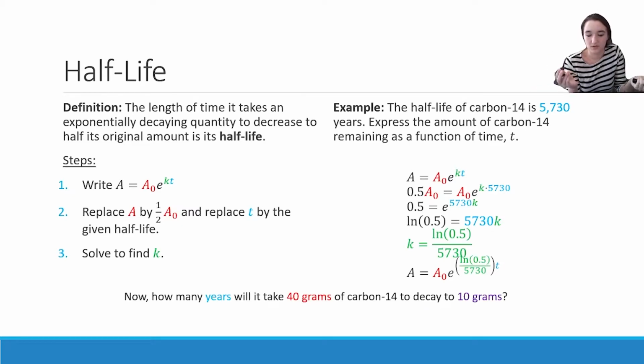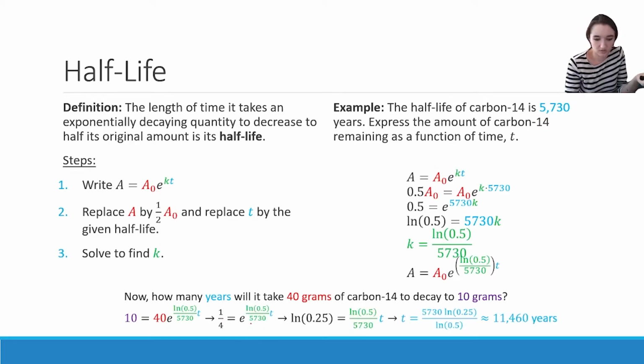So for example, how many years will it take 40 grams of carbon-14 to decay to 10 grams? So if that's what's left over, if I know I have 10 grams left, and I know where I started from, well, I can go through and figure that out. So I plug in 10 as my new value, as my output, and 40 as my initial amount. Then I divide by 40. So when I do that, I get 1/4 equals e to that k value, I'm not going to read it all out, times t.